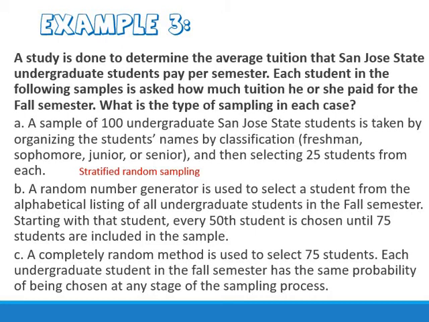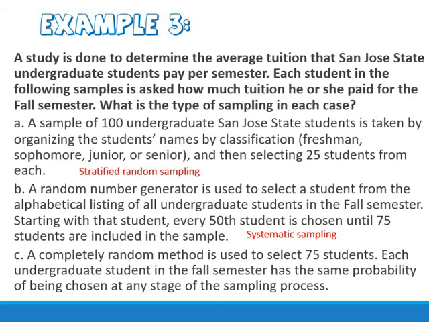Okay, part B, a random number generator is used to select a student from the alphabetical listing of all undergraduate students in the fall semester. Starting with that student, every 50th student is chosen until 75 students are included in the sample. Okay, that's the one we called systematic sampling, or systematic random sampling. Part C, a completely random method is used to select 75 students.